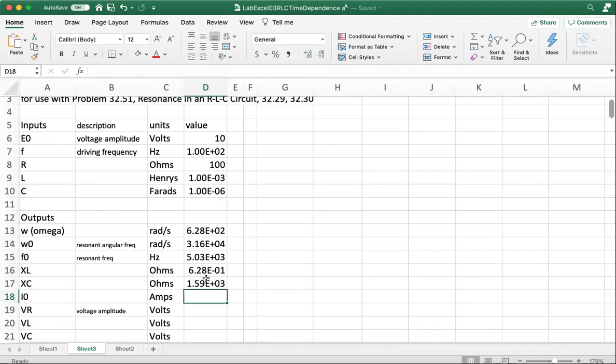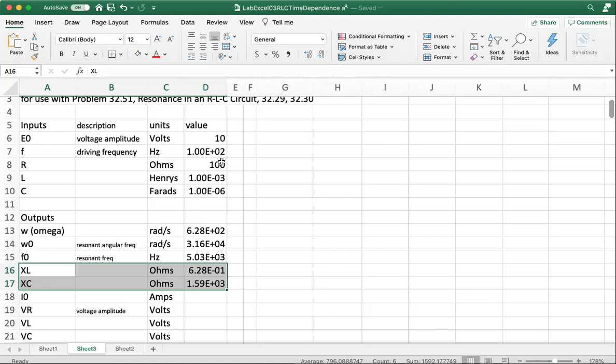And so notice here we can see the circuit already working. My XL is 0.6 ohms, whereas my XC is 1,600 ohms. So XC is huge. Why is XC so big? Our frequency is only 100 hertz, whereas the resonance is 5,000. So we're way below resonance. That puts us in a capacitive regime.